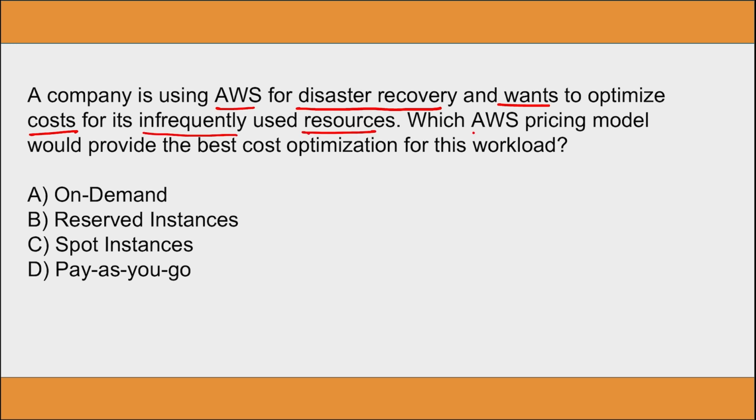Next, a company is using AWS for disaster recovery and wants to optimize the cost for its infrequently used resources. Which AWS pricing model would provide the best cost optimization for this workload? So focus on the disaster recovery and optimizing the cost for infrequently used resources. We need to make sure that the cost is optimized properly, because there are multiple resources that are not being used on a daily basis or are being used infrequently. So what should be the best way to go ahead?